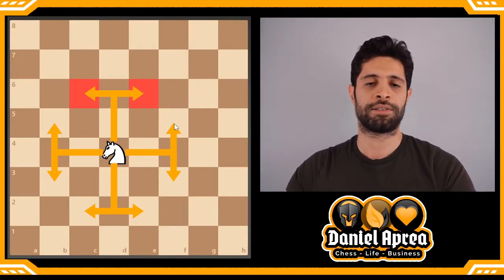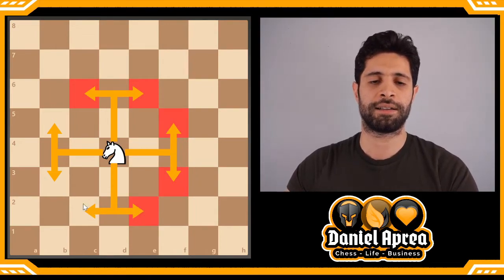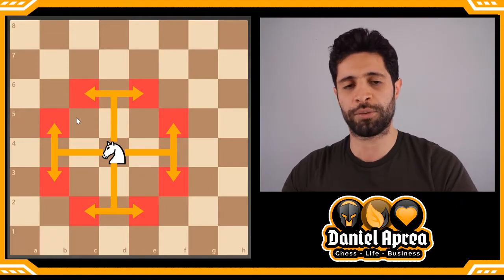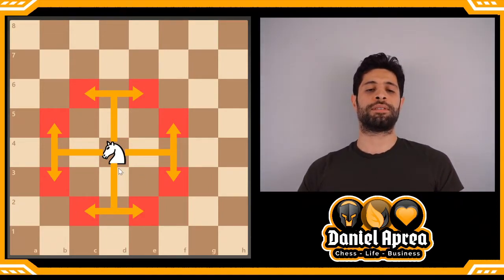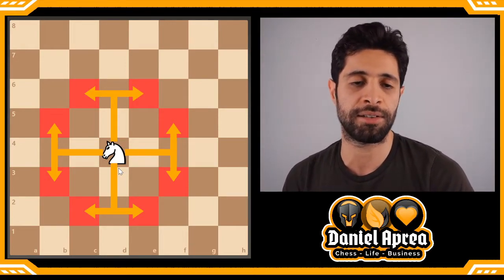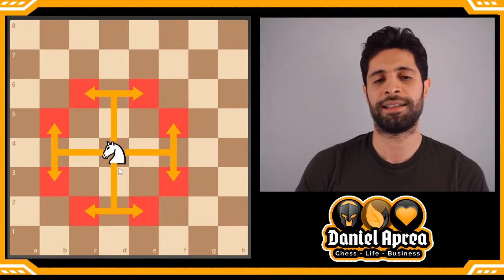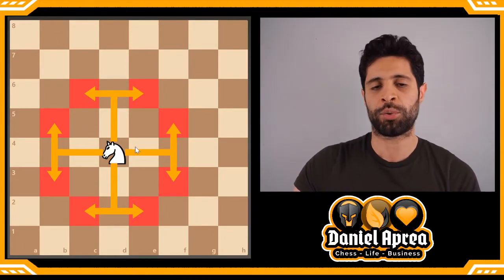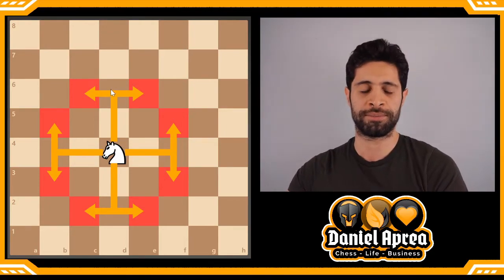So you can see that this is where the knight can go from here. Now the interesting thing about a knight is that it's the only piece on the board that doesn't really care whether there's any other piece in between the square it's on and the square it wants to go to.